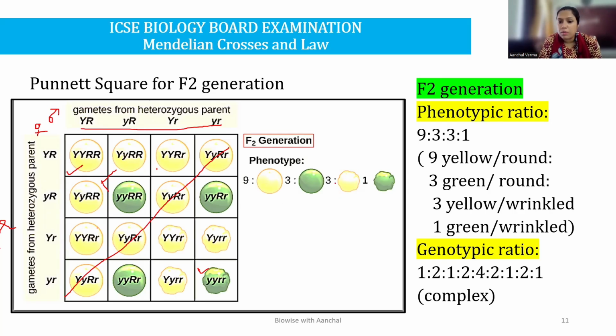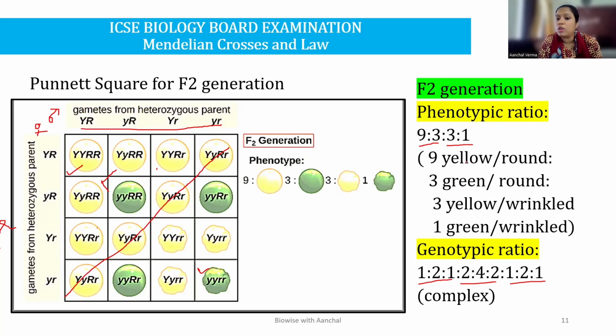Now, how will you remember this complex genotypic ratio? 1:2:1 is the genotypic ratio of the F1 generation. 1:2:1, then double it and write it in the center. Total should be 16. Similarly, in the phenotypic ratio, 3:1 is the F1 generation ratio. You just have to multiply it by 3, you get 9:3. The 9:3:3:1 is the phenotypic ratio of the F2 generation of a dihybrid cross. Is that clear? Do not forget to mention what these are.